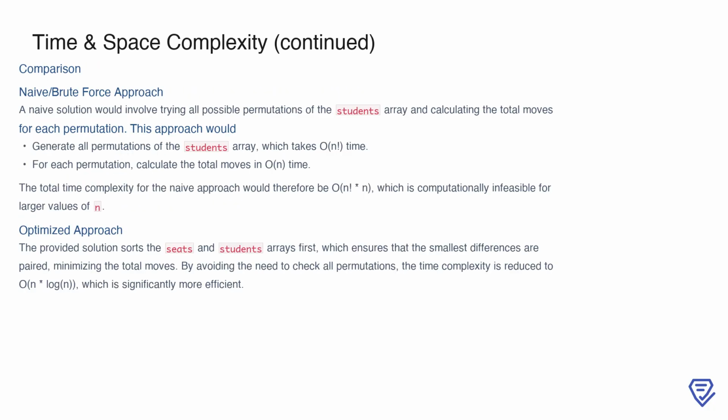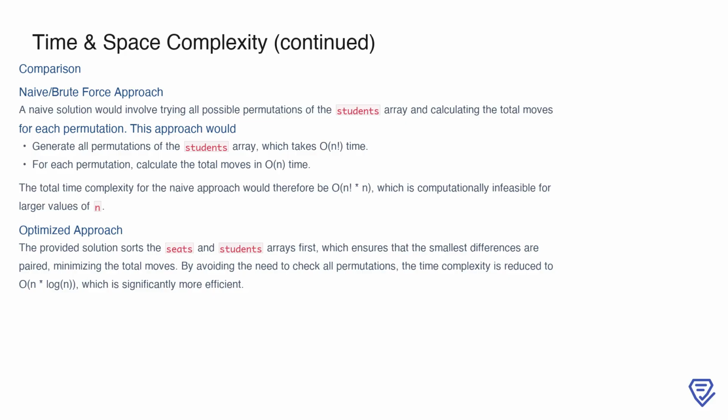When comparing the optimized approach to a naive or brute force solution, the improvement in efficiency becomes clear. A naive approach would involve generating all possible permutations of the students array to calculate the total moves for each permutation. Generating permutations alone takes O(n!) time, and for each permutation, calculating the moves requires O(n) time. This results in a time complexity of O(n * n!), which becomes computationally infeasible as n increases.